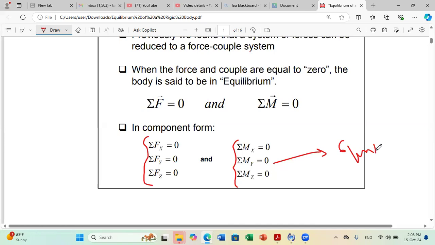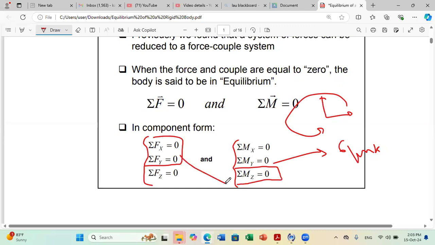However, in 2D, it will be just 3 unknowns because in 2D, you have forces in plane, let's say xy. So sum of forces in x should be 0. Sum of forces in y should be 0. Plus, when all forces are in xy plane, then of course rotation will be around z. So in this case, for sum of moment, we just have to write sum of moment about z equal to 0. So in case you have a 2D problem, you can just solve 3 equations with 3 unknowns.